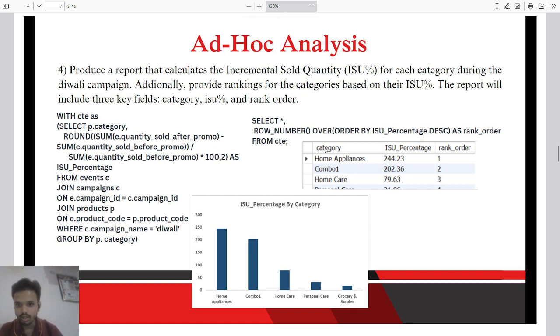We can see in the graph that home appliances have the highest ISU percentage by category, followed by combo one, followed by home care, followed by personal care, and lastly groceries and staples.